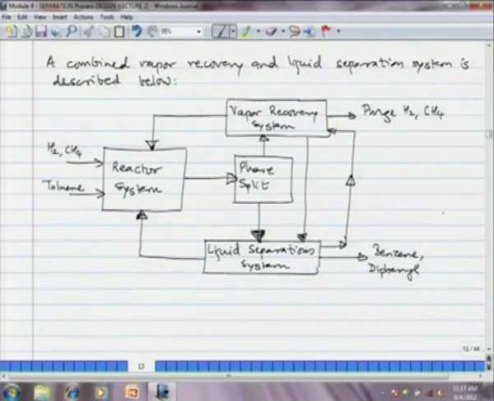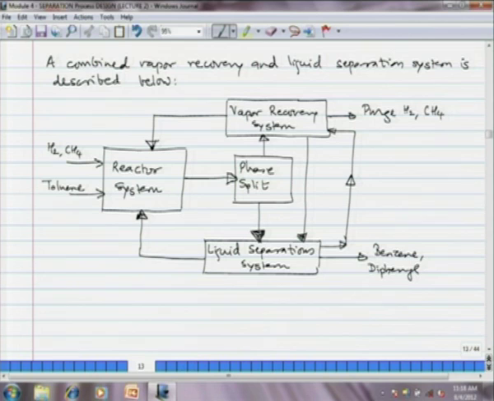We have taken in all our previous modules or lectures the hydrodealkylation process as the case study, and for the hydrodealkylation process, the combined vapor recovery and liquid separation system is described below. Here the reaction is in vapor phase. I have already told you the temperatures and pressures of the reaction. Toluene reacts with hydrogen to generate benzene and methane.